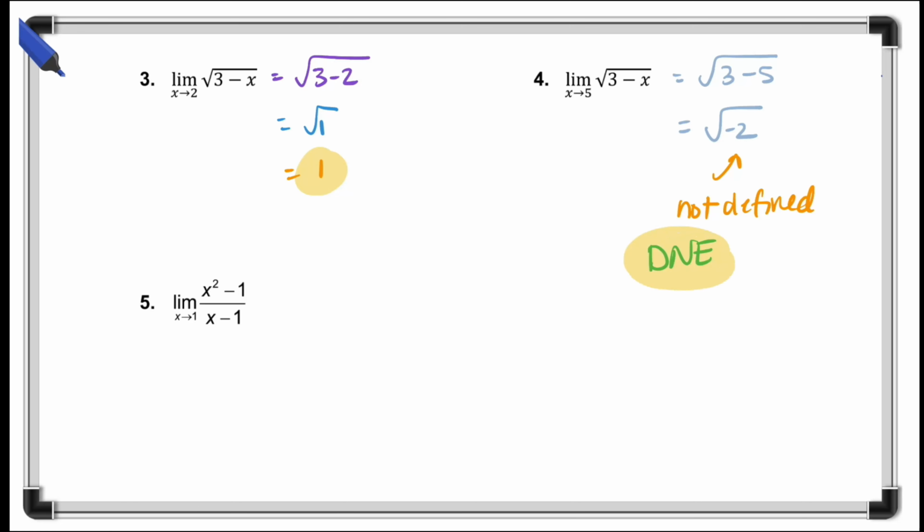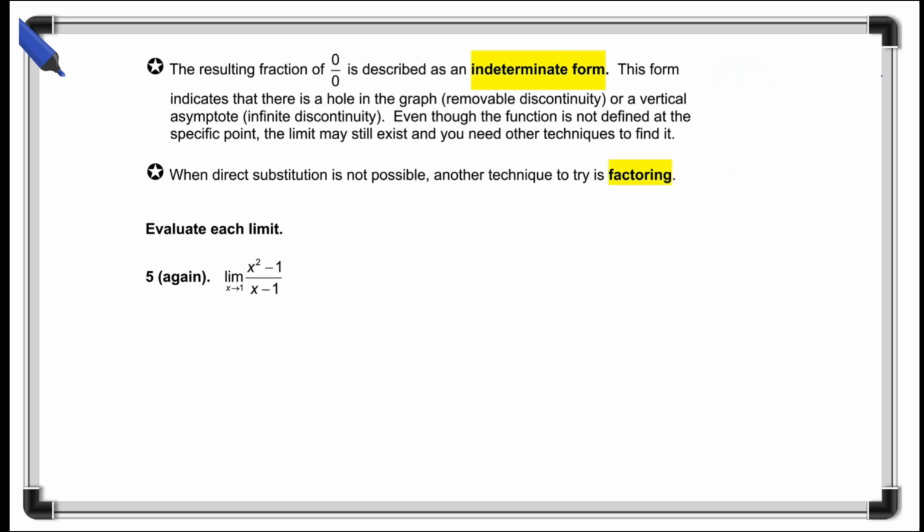All right, here we have 1 squared minus 1 and then 1 minus 0. This is going to get us 0 over 0, which is the resulting fraction of what is described as the indeterminate form. And so when you have indeterminate form, that means that there is a hole in the graph, which is technically a removable discontinuity, or a vertical asymptote, which is an infinite discontinuity.